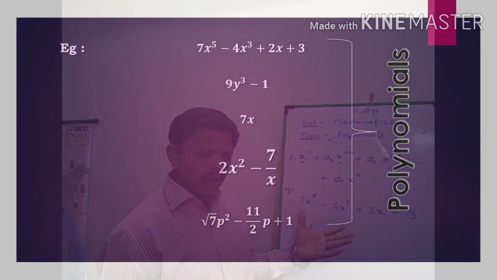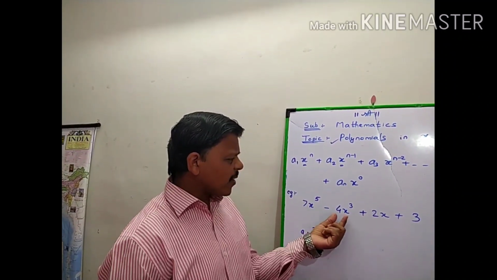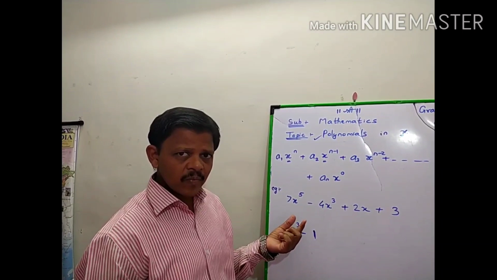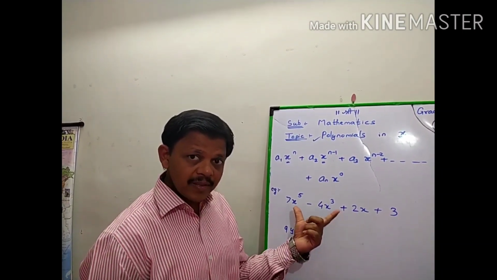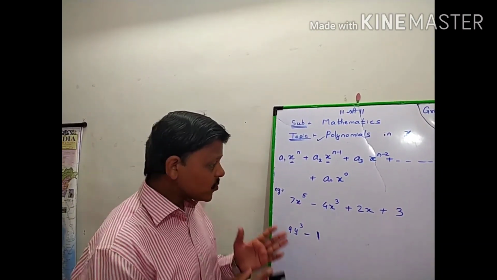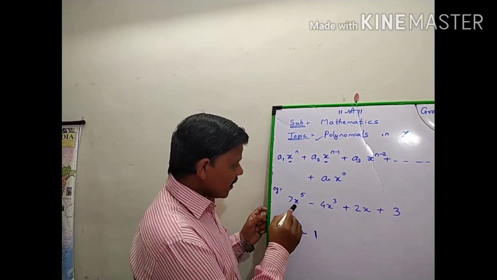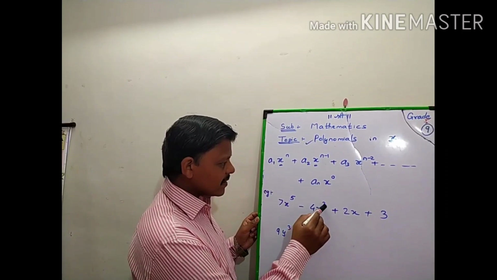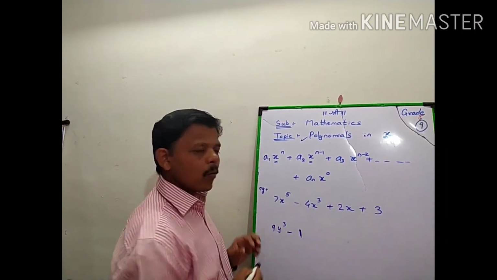So what we can see over here is 7x raised to 5 minus 4x cube plus 2x plus 3. This was our algebraic expression, so this is also a polynomial. Now, see what happens in this polynomial. The power of x is 5, the power of x is 3, the power of x is 1.